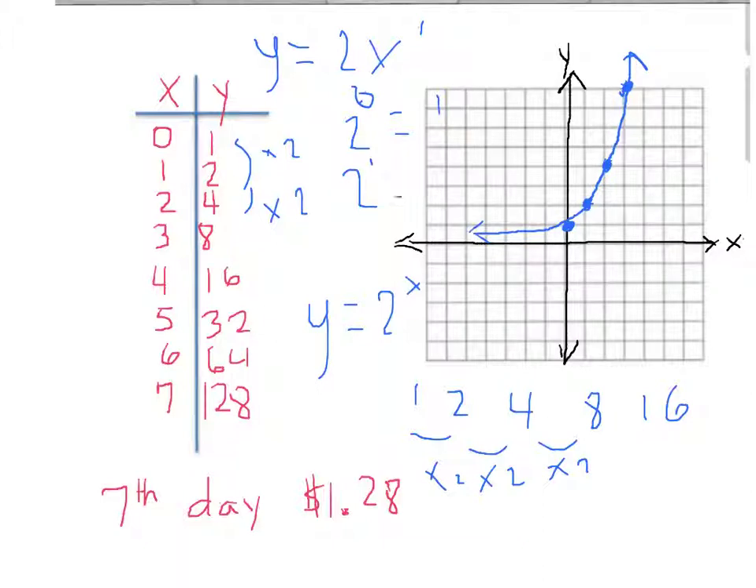2 to the first would be 2. 2 to the second would be 4. 2 to the third would be 8, and so on. And so they do realize that it's 2 to the x power, which is an exponential growth. And the next day we'll look at an example of exponential decay.